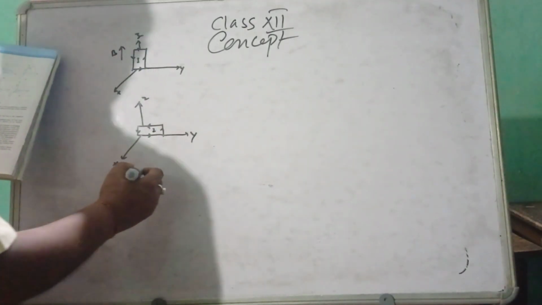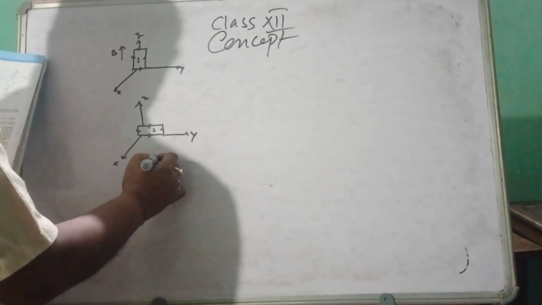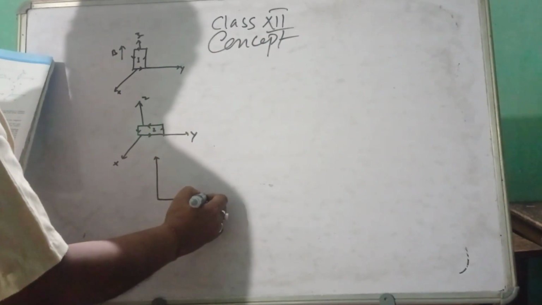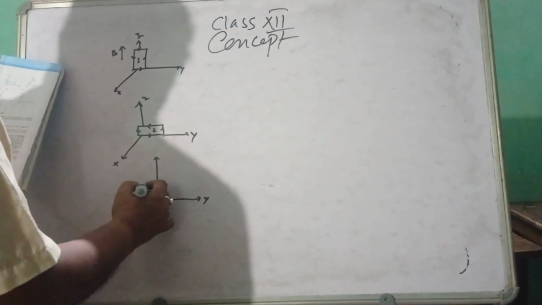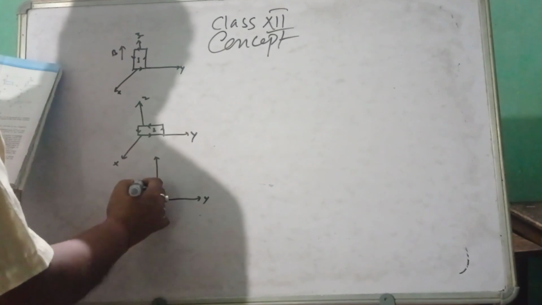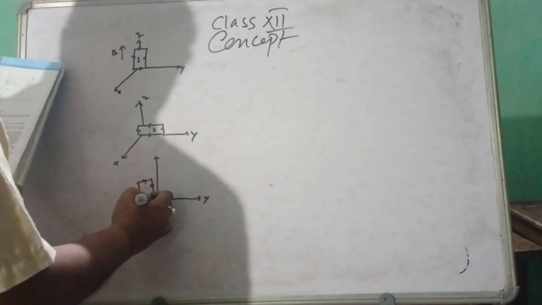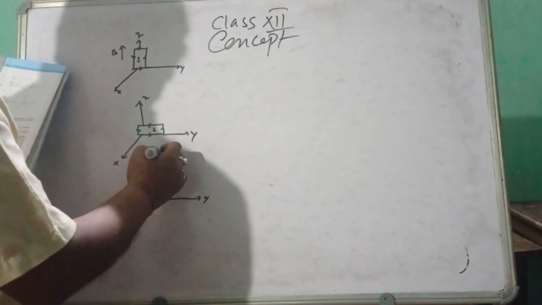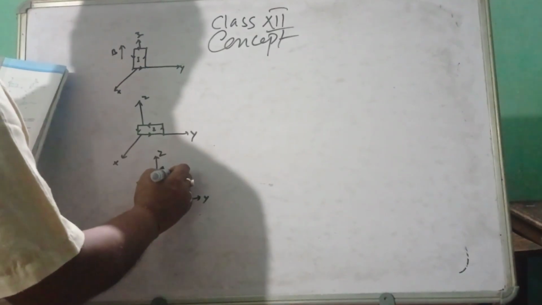And again, one more case. This is your Y and this is your X. Here you see the current is flowing in clockwise direction. This is your Z and this is your magnetic field P.